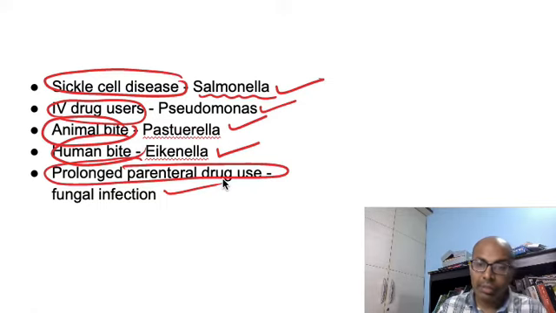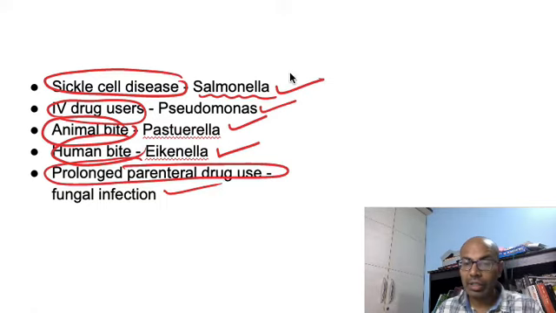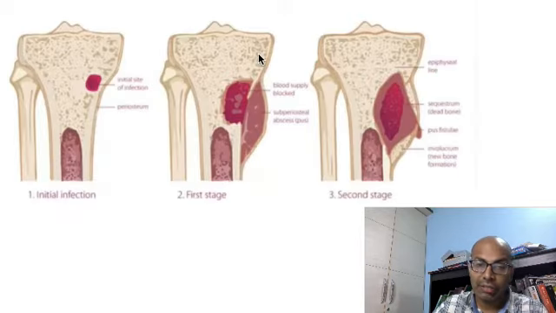So let us just repeat that one more time. Sickle cell disease is associated with Salmonella. IV drug users have a Pseudomonas predilection. Animal bites have a Pasteurella predilection. Human bites, Eikenella. Prolonged parenteral drug use can be caused by fungal infection as well.